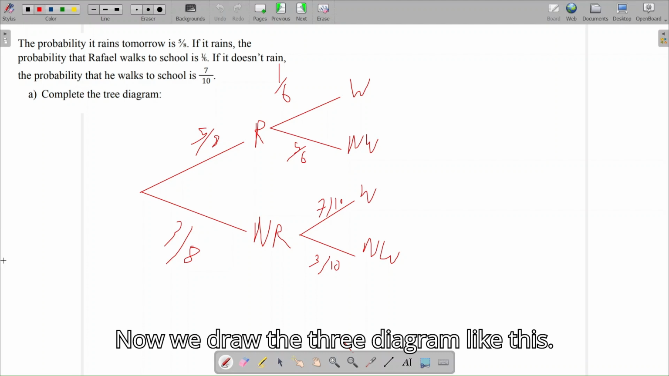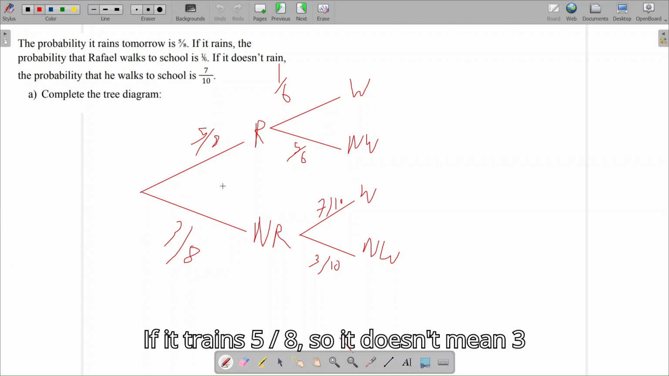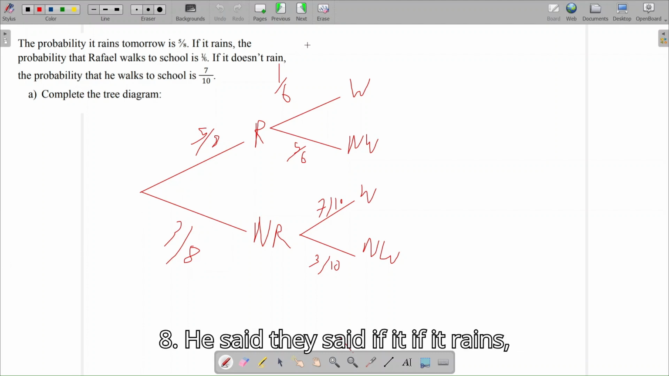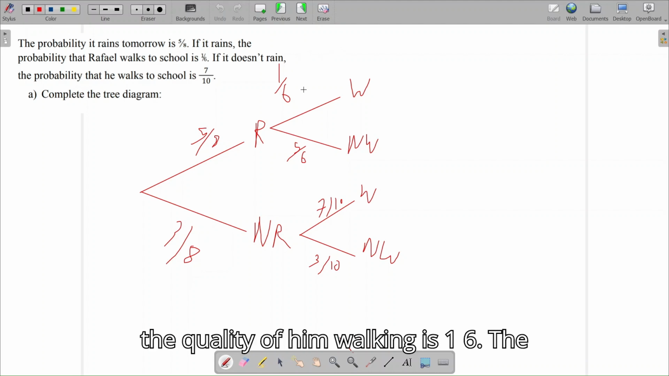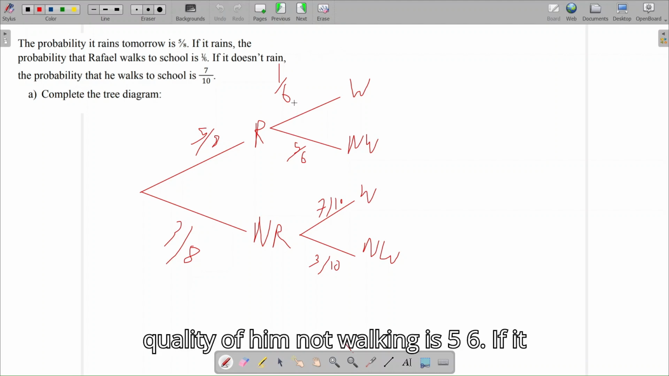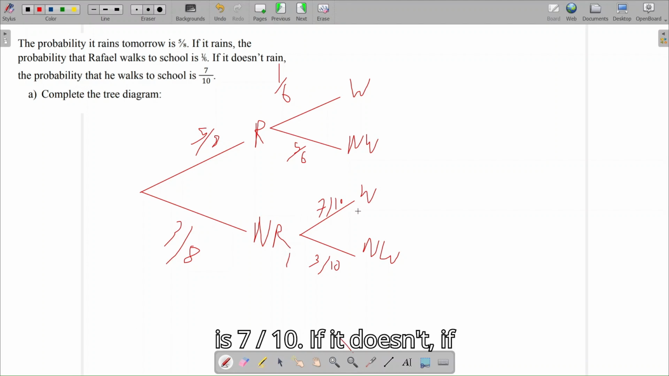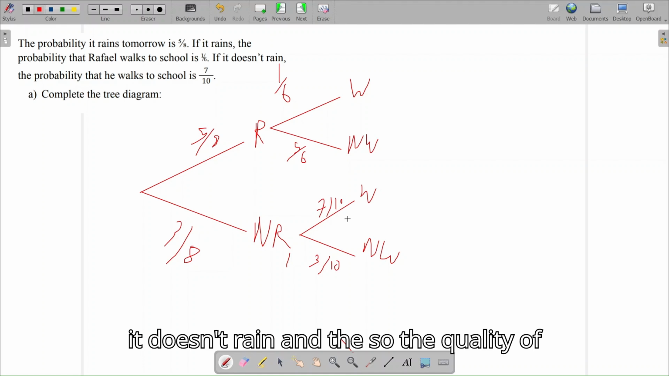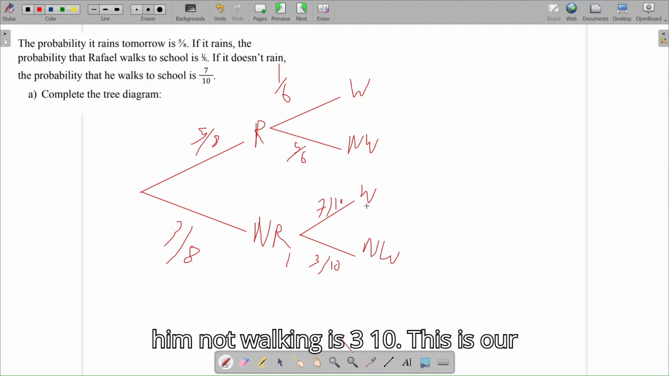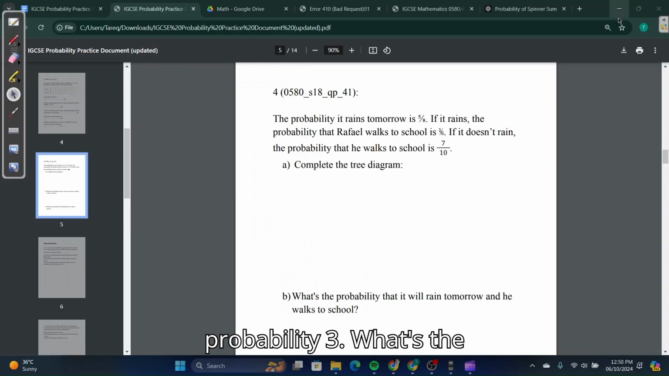Now, we draw a tree diagram like this. If it rains, 5 over 8, so it doesn't rain, 3 over 8. If it rains, the probability of him walking is 1 over 6, and the probability of him not walking is 5 over 6. If it doesn't rain, the probability of him walking is 7 over 10, so the probability of him not walking is 3 over 10. This is our probability tree.